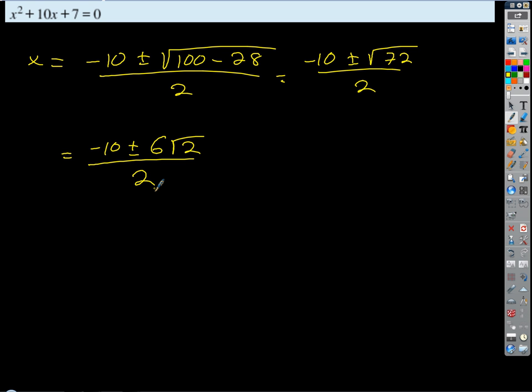Remember that it's been a while since we've done a lot of these, but we always split the fraction because then you want to reduce as much as you can. Sometimes one fraction will reduce and the other won't. In this case, they both do, but it's still a better idea to split this up. So negative 10 over 2 is negative 5. What's this reduced to? The 6 over 2 reduces to 3 times the square root of 2. Okay? Good.